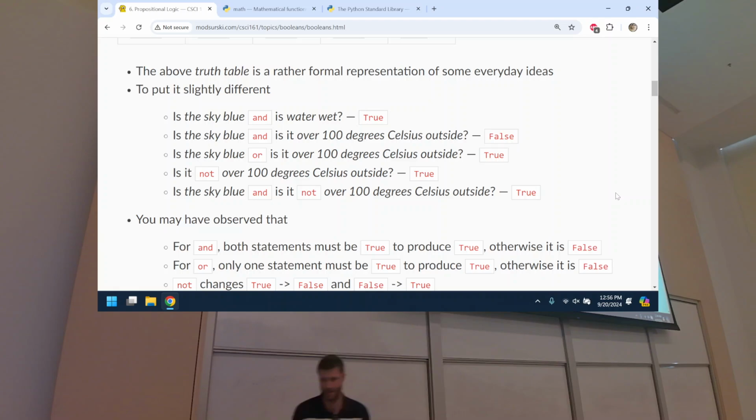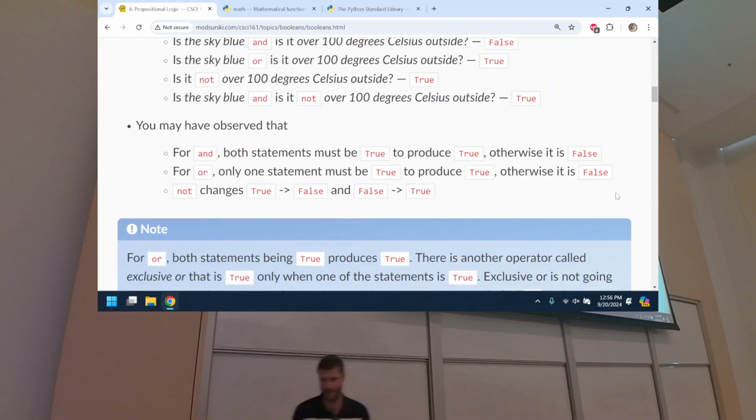Questions, thoughts, concerns, comments, anything? Ask now before we move on. All right. So you may have noticed for and, both statements must be true to produce true, otherwise it's false. For or, only one must be true to produce true, otherwise it's false. And not changes true to false and false to true. That's the summary of what it is. Cool.